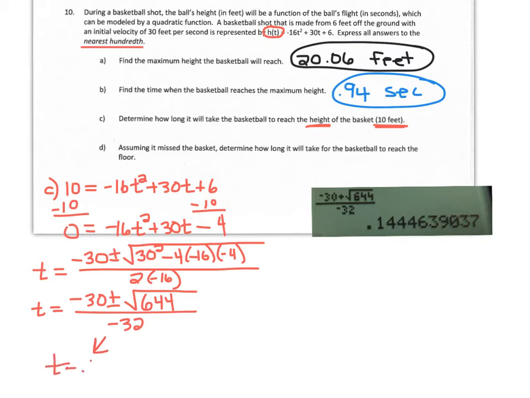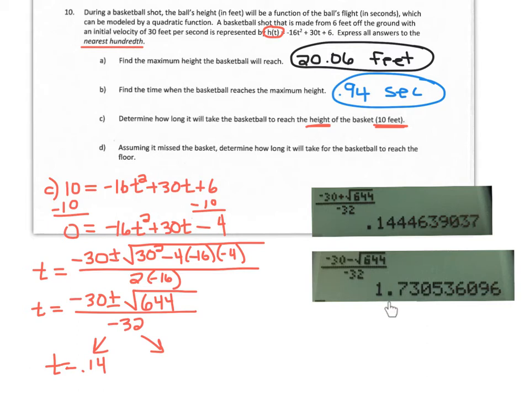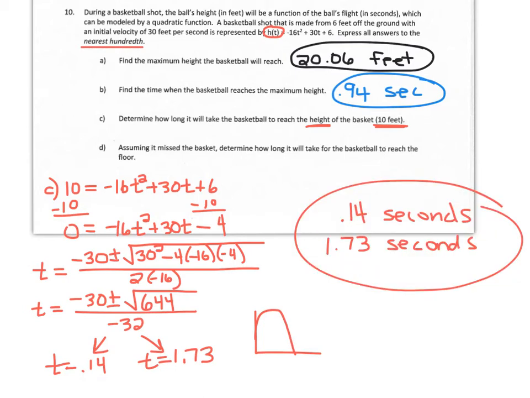equals 0.14. And then if we do the same thing, but replace this addition sign with a subtraction sign, you'll see that this is what we get. So that would be 1.73 to the nearest hundredth. So t equals 1.73. Okay, so, we know from our picture there's actually 2 times, right? If we think about what this picture looks like, it looks something like this. There's 2 times when the basketball is going to reach a height of 10 seconds. Right here at 0.14 seconds, then it comes up and comes back down and then back again at 1.73 seconds. Okay, so for letter C, we have two answers.